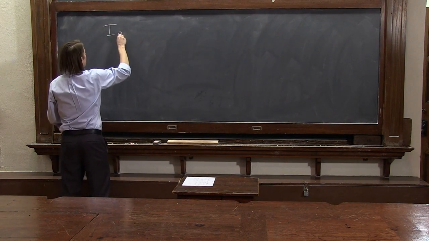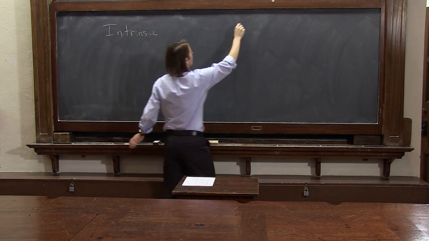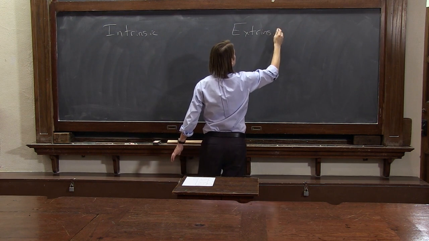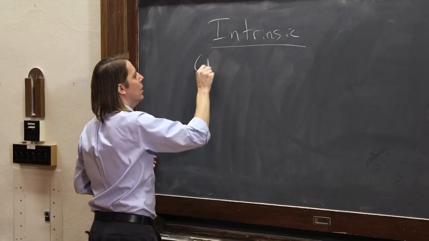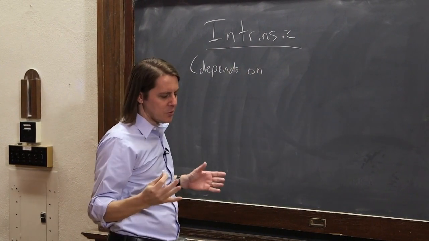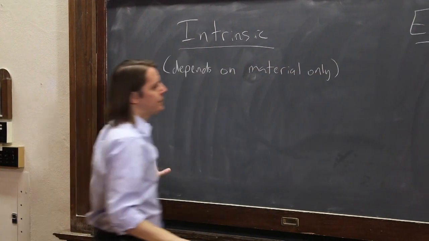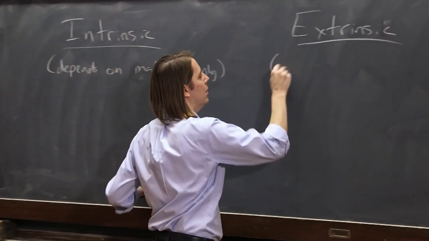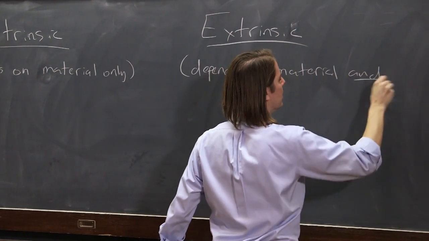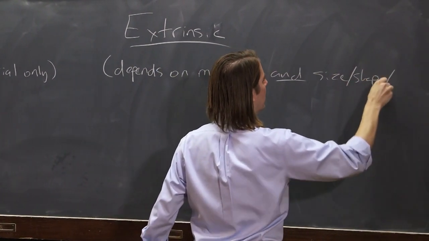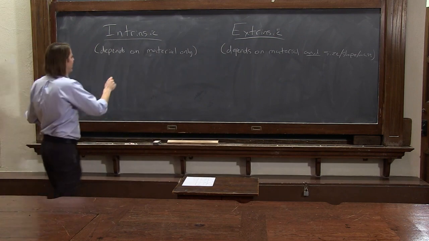So let's make sure we remember intrinsic and extrinsic. Intrinsic depends on the material only, if we're talking about material properties. And extrinsic, again talking about material properties, depends on the material and size, shape, mass, etc., amount.